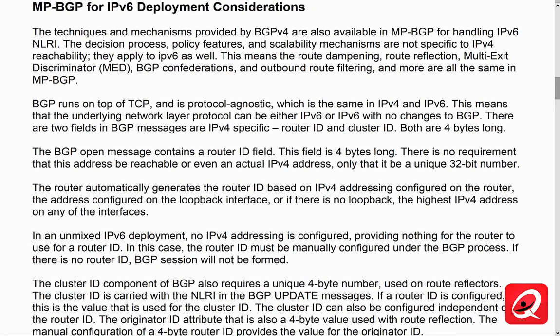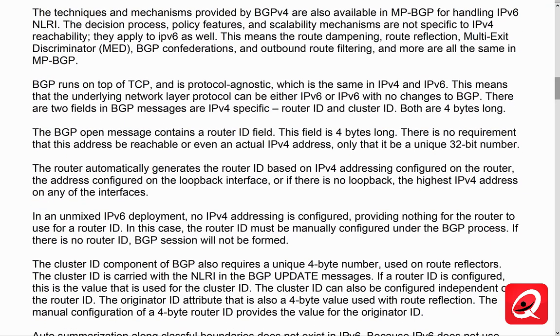And this is what they say about that. The techniques and mechanisms provided by BGP v4 are also available for multi-protocol BGP for handling IPv6 network layer reachability information. The scalability mechanisms, the policy features, the decision process that we use are not specific to IPv4 reachability. They do apply to v6 as well. In other words, what they're saying here is that the policy decisions, the path selection process, everything that we've essentially learned about BGP in relation to IPv4 is going to apply to IPv6 as well.